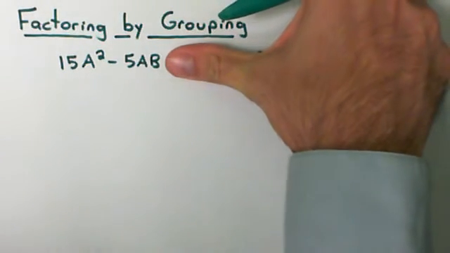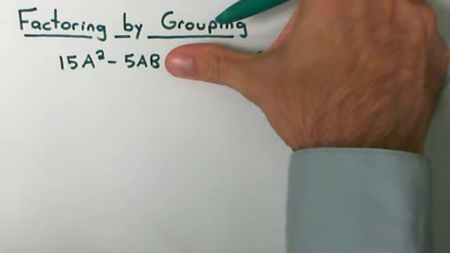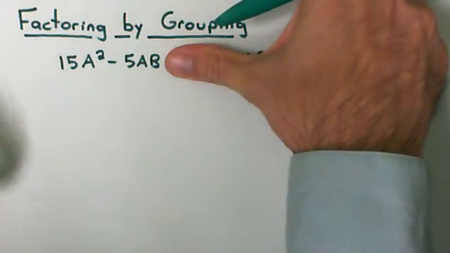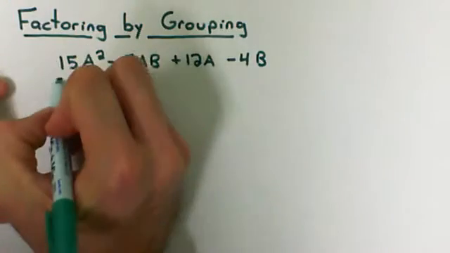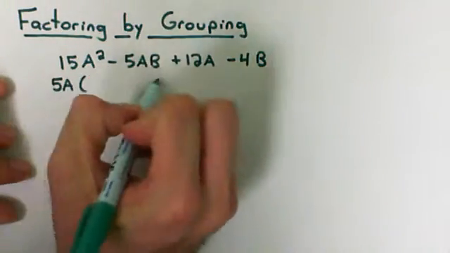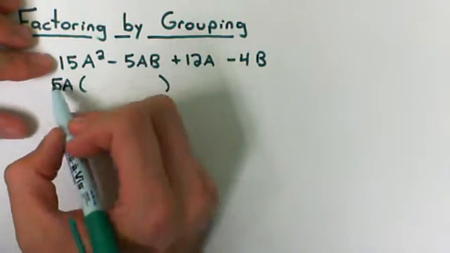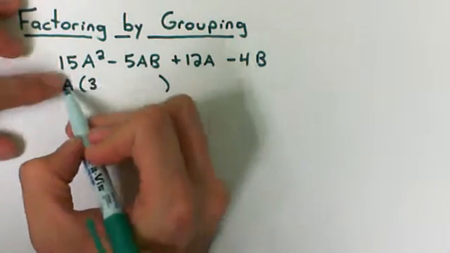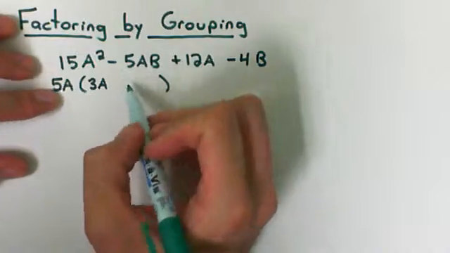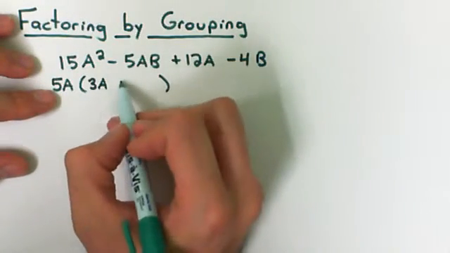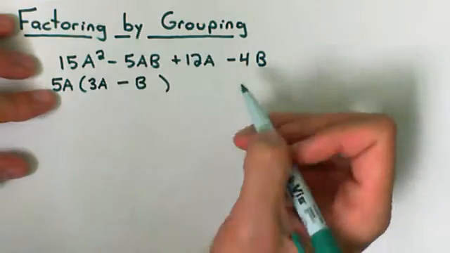I'm going to ask myself, what is the greatest common factor of these, thinking both the numbers and the variables. And it looks like a 5a goes into both of those. So I'm going to put a 5a, and then in a parentheses I'm going to put what I get when I factor it out. 15 divided by 5 is 3. A squared divided by a leaves an a. The 5 and the a cancel out, so that would just leave the minus b.